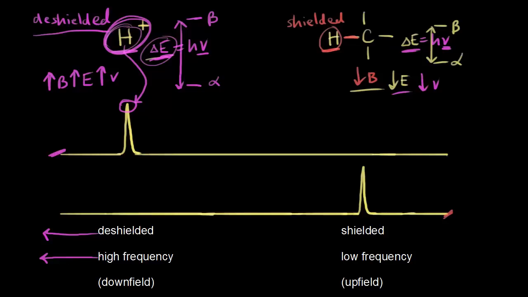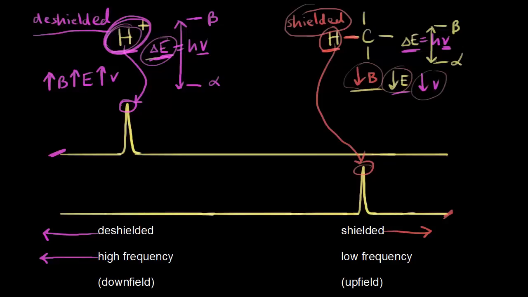All right, let's think about the shielded proton over here on the right. As you move to the right on your NMR spectrum, you're getting more and more shielded. This signal is the signal for this proton, so it's more shielded than the one on the left. So if you move to the right, you're talking about increasing shielding, and increasing shielding decreases the effective magnetic field. Decreasing the effective magnetic field decreases the energy difference between the alpha and the beta states, and therefore decreases the frequency absorbed. So as you move to the right, you're talking about a lower frequency signal.